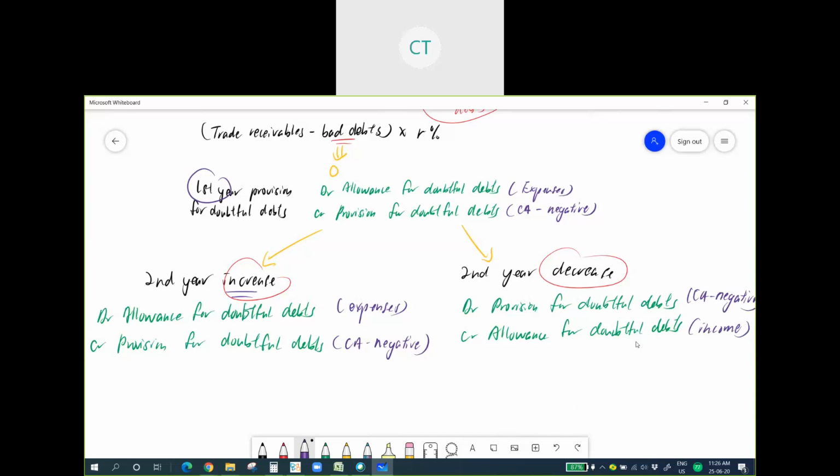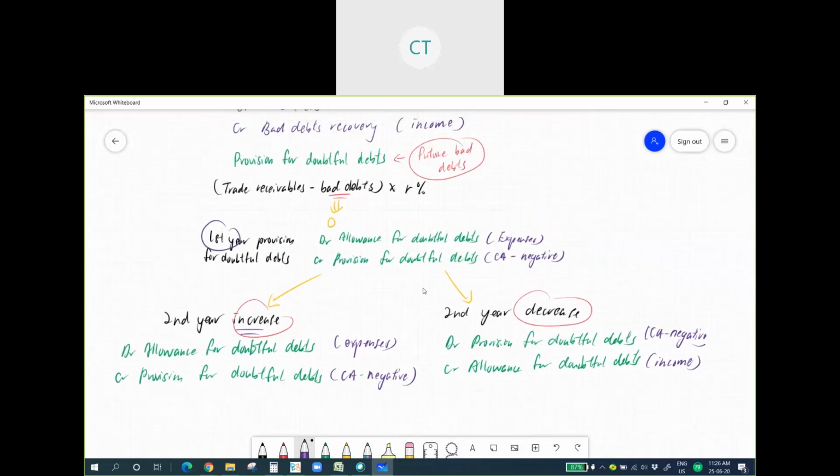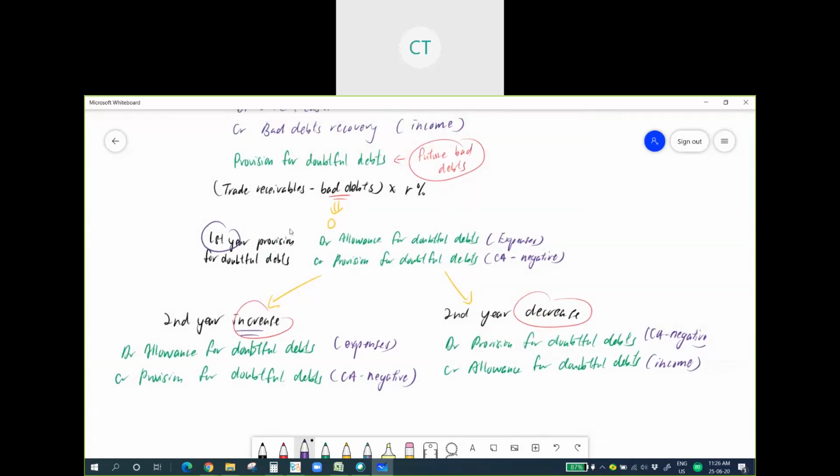So as a summary, when you're calculating the provision for doubtful debts, if this is the first year, the double entry will be debit allowance, credit provision. And then if there is an increase in the second year, the treatment will be the same. But if the second year is having a decrease, then you will have an income. The double entries are different.